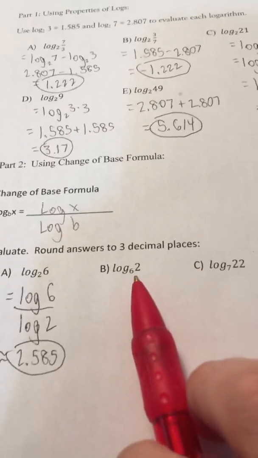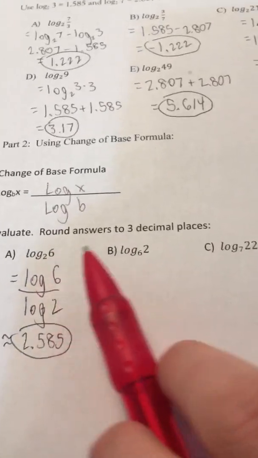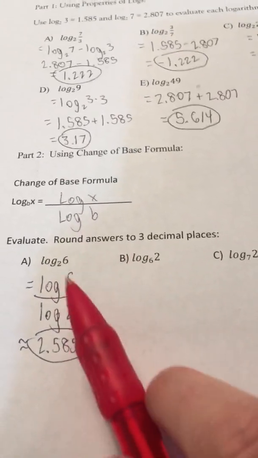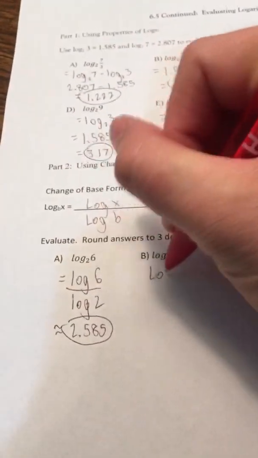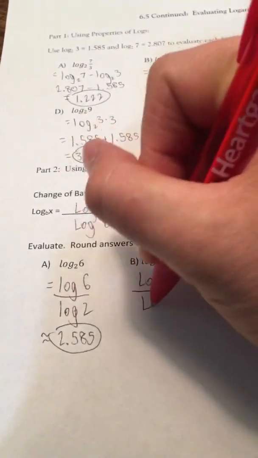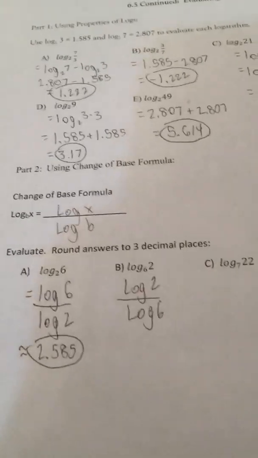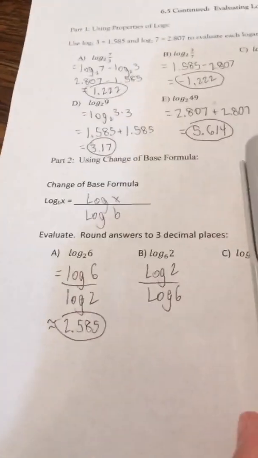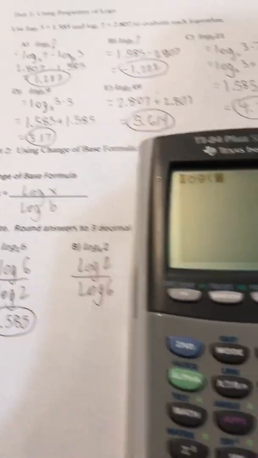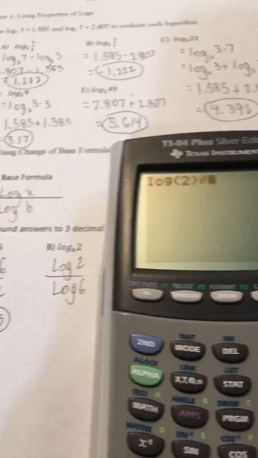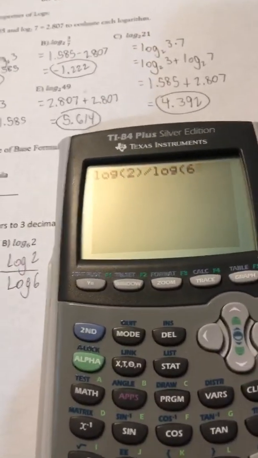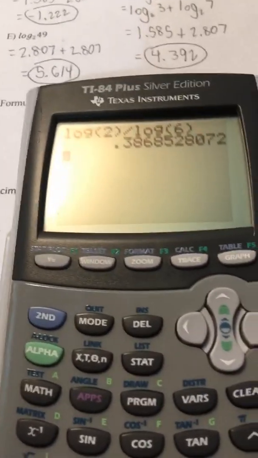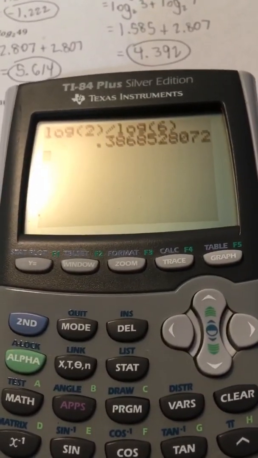Now, problem B. Is that the exact same thing? No, it's not. I'm going to type it in reverse. I'm going to type log of 2 divided by log of 6. The base always goes on bottom when you do a change of base formula. So log 2, close that, divided by log 6. So my answer is going to be about 0.387.